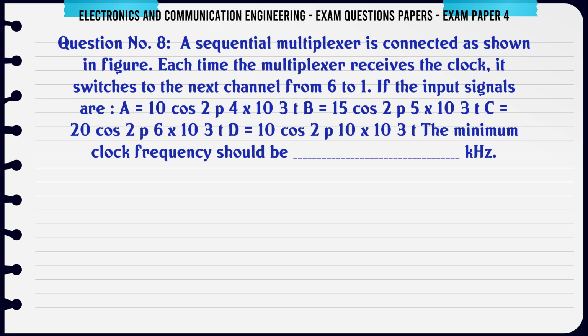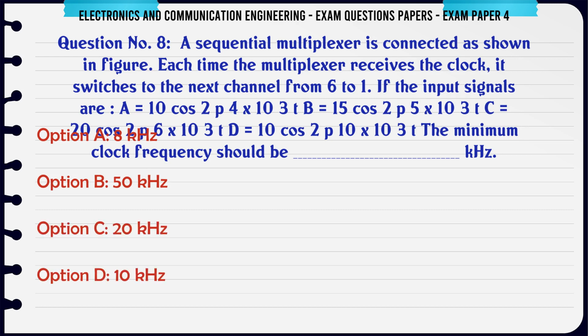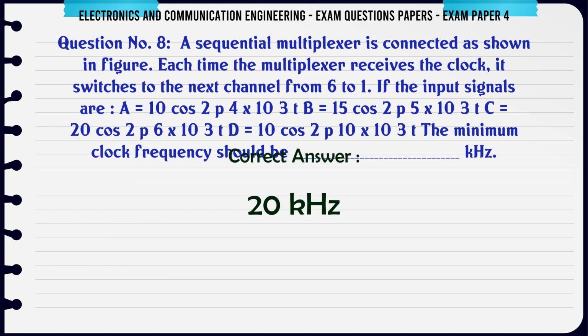A sequential multiplexer is connected as shown in the figure. Each time the multiplexer receives the clock, it switches to the next channel from 6 to 1. If the input signals are a) 10 cos(2π·4×10^3 t), b) 15 cos(2π·5×10^3 t), c) 20 cos(2π·6×10^3 t), d) 10 cos(2π·10×10^3 t), the minimum clock frequency should be kHz. A. 8 kHz, B. 50 kHz, C. 20 kHz, D. 10 kHz. The correct answer is 20 kHz.